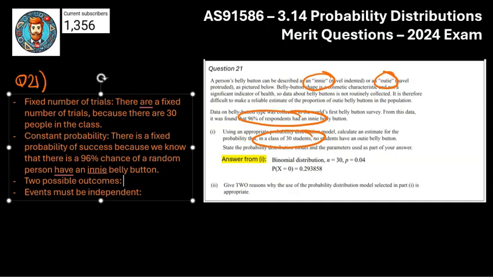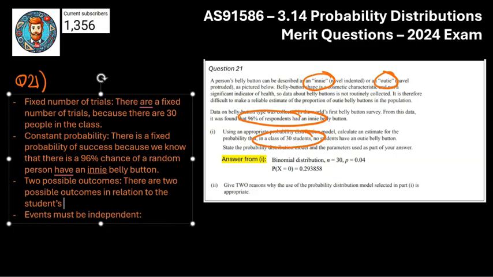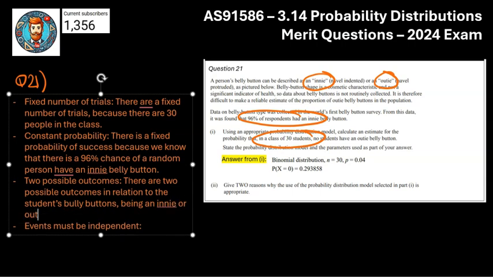Now, two possible outcomes. This one's probably the easiest of them all. Your belly button is either classified as innie or outie, so that's your two outcomes. There are two possible outcomes in relation to the students' belly buttons being an innie or outie.